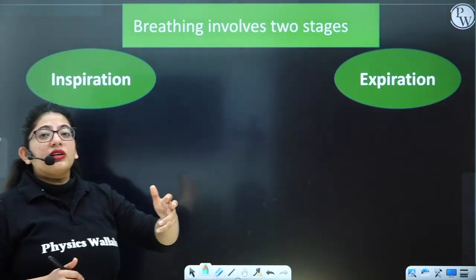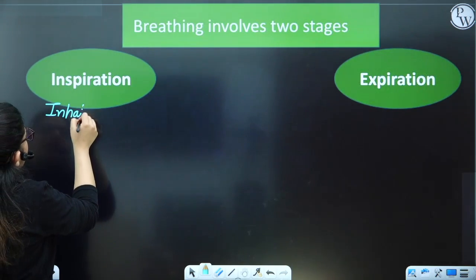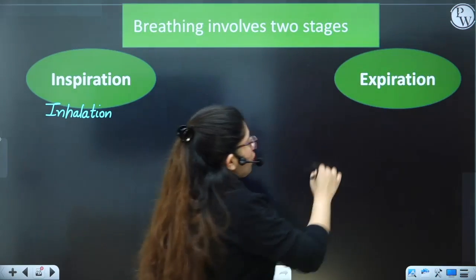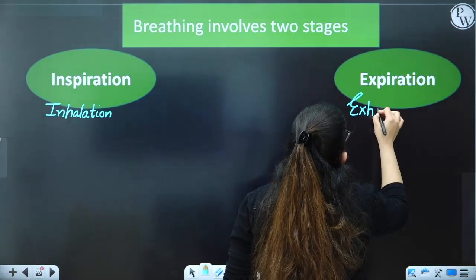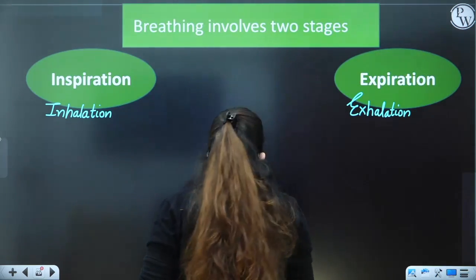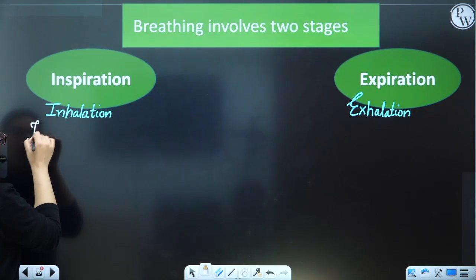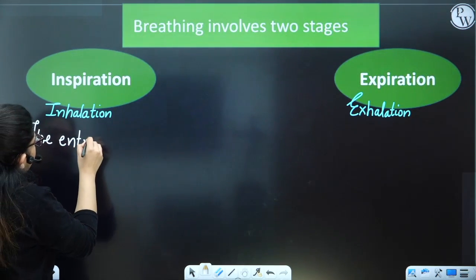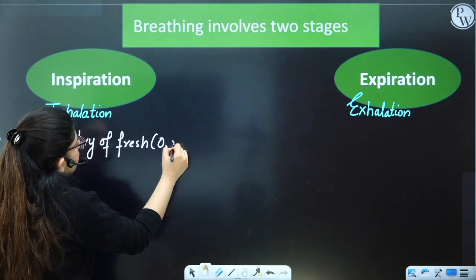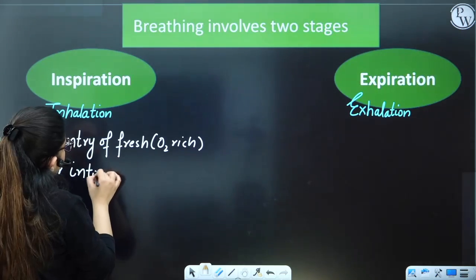We also use some other terms for it. One is inhalation. So inspiration is also known as inhalation, whereas expiration is also known as exhalation. Right? So what happened in the inspiration? The entry of fresh air or oxygen rich air into the lungs.